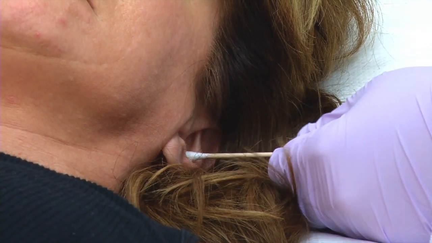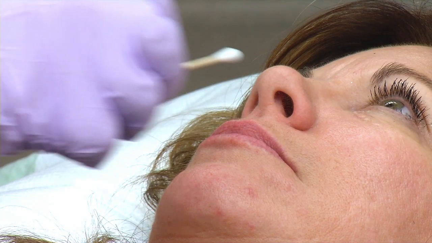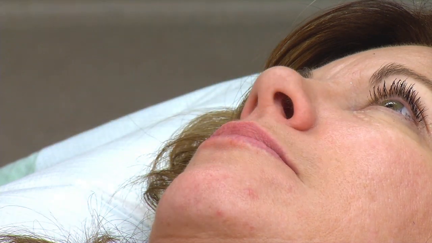For the eyes, rinse with water. The stream should go in the nose to temple direction, away from the medial canthus. For the ears, check for contamination using a swab. If contaminated, rinse gently with small amounts of water and suction frequently. For the nose, check for contamination using a swab. If contaminated, rinse as needed.